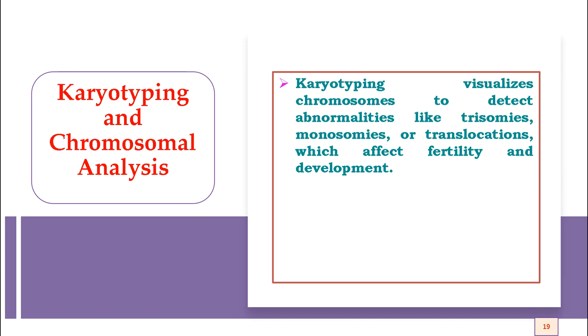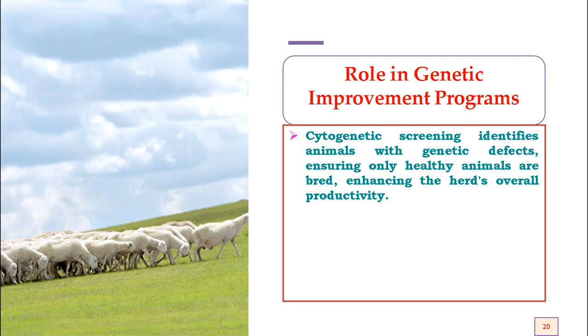Then karyotyping and chromosomal analysis is one of the processes in which the visualization of chromosomes is used to detect abnormalities or translocations, which also affect fertility and development. Then the role of genetic engineering.